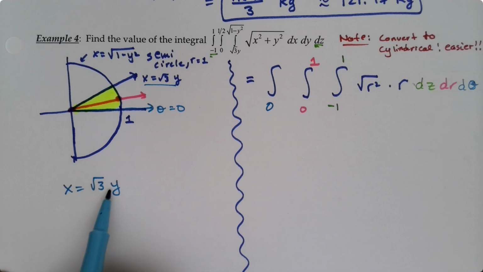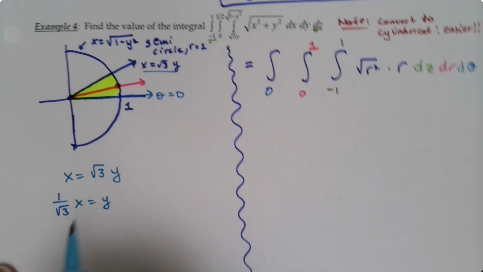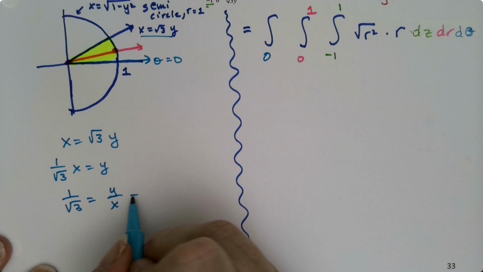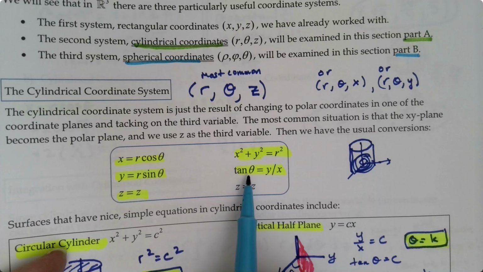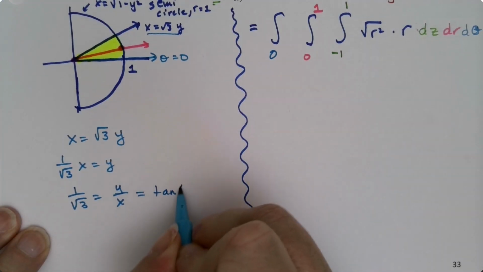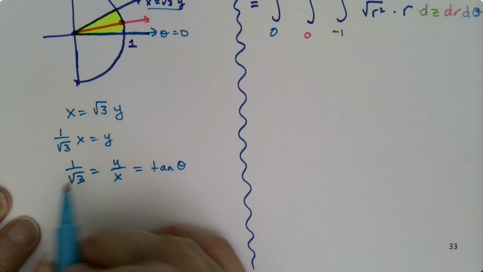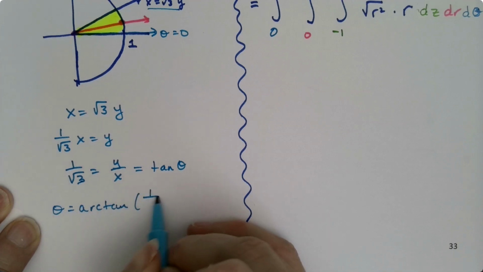Okay, now if I want to bring the square root of 3 over, that's 1 over the square root of 3x equals y, which means 1 over the square root of 3 equals y divided by x. And you might be thinking, why are you doing that? Well, because there's a conversion formula. The tangent of theta is y over x. So I know this is the tangent of my angle, theta. So that means that theta is the arctangent of 1 over the square root of 3.